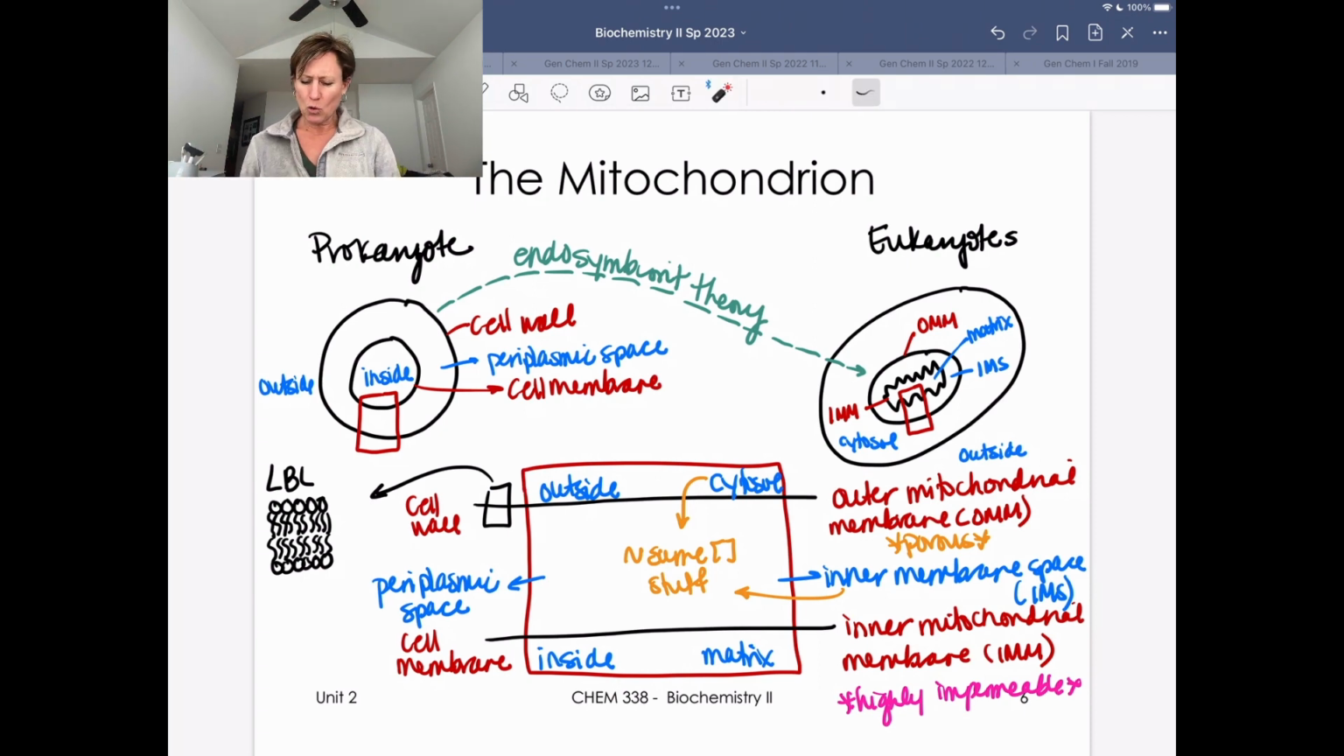Okay, so making sure to sort of orient ourselves that the cytosol is equivalent to the outside of ancient bacteria. The matrix is equivalent to the inside of ancient bacteria. And the magic really occurs in either of these because of this highly impermeable inner membrane, which is the inner mitochondrial membrane for mitochondria, the cell membrane for prokaryotes, and again, the cell wall is equivalent to the outer mitochondrial membrane. So what we're going to see as we continue on here is everything that's embedded within this inner mitochondrial membrane and how that's able to do electron transport and oxidative phosphorylation.